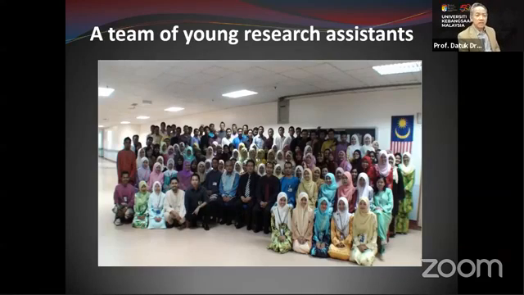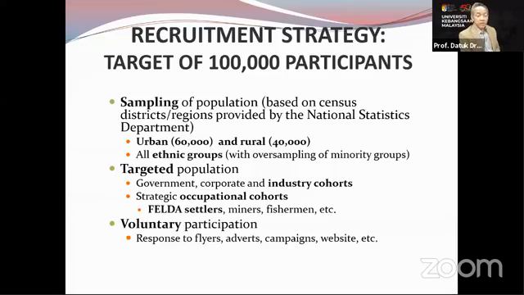Many have left for better jobs, and we have a high turnover of research assistants because the Malaysian cohort is a good place for them to get work experience and become a skilled worker. Okay, we strategize to target 100,000 participants in a purposive sampling mode, as well as a cluster sampling. We oversample the Indians because they are a minority. We have the urban and rural participants as well.